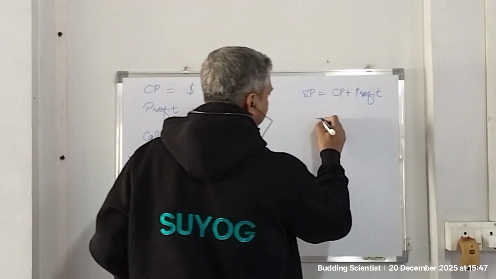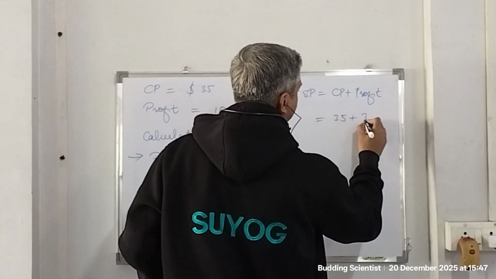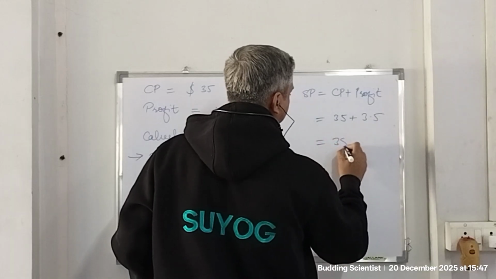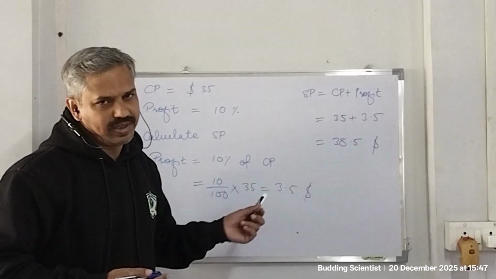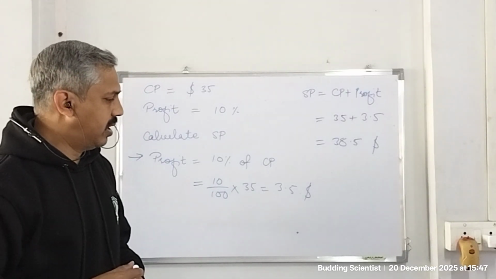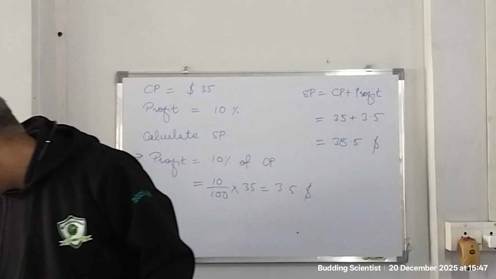So I get 35 plus 3.5 is equal to $38.5. That's a typical question. Let's take one more of this kind.